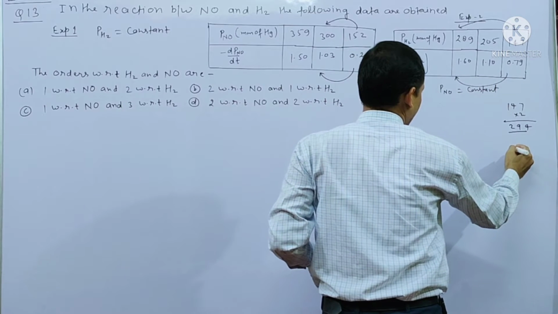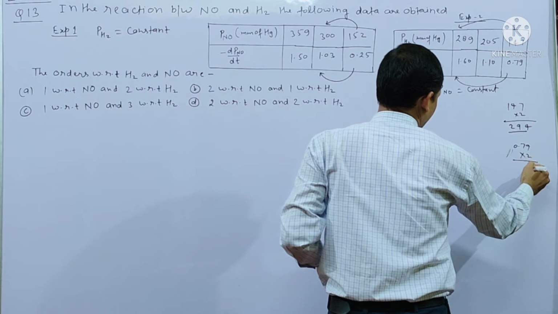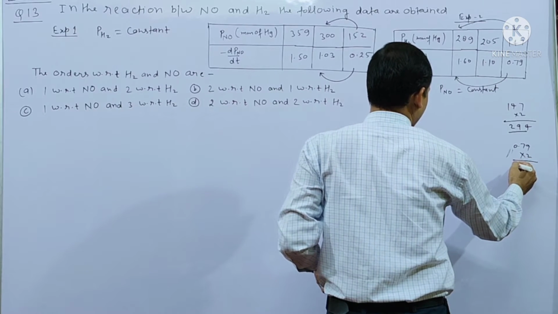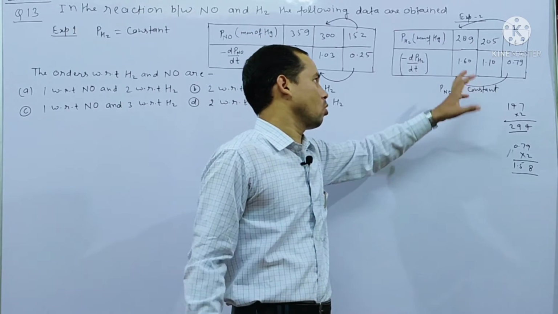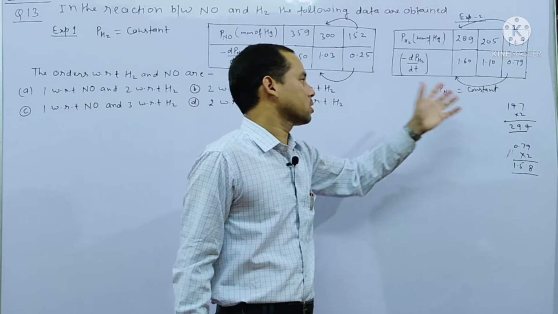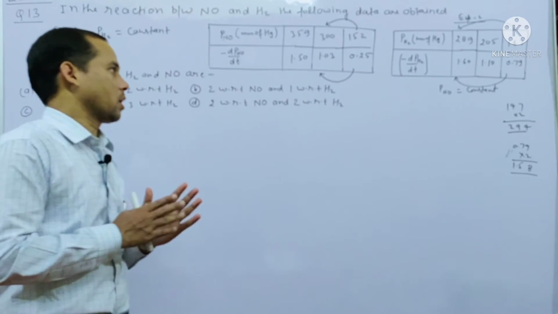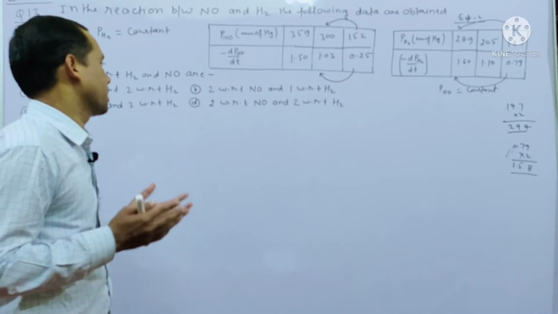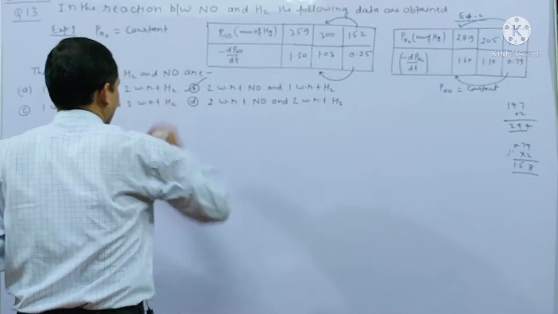If we multiply 0.79 by 2, we get 1.58, which is about 1.60. So on doubling the pressure, the rate of reaction also doubles. That means this reaction follows first order kinetics, so our correct option is the right one.